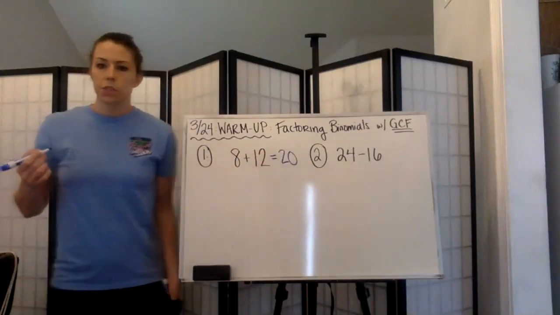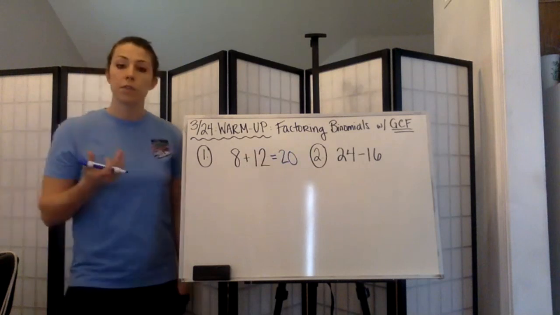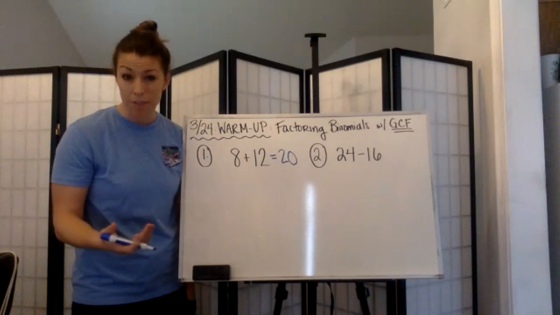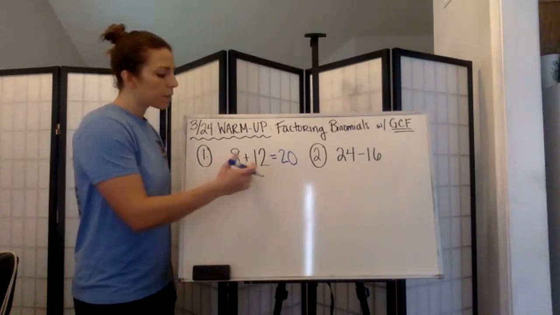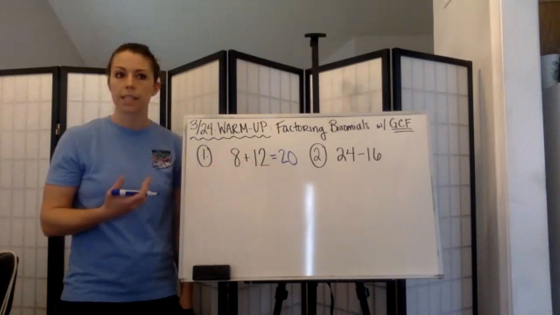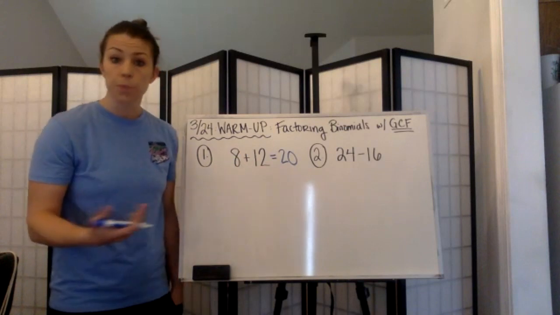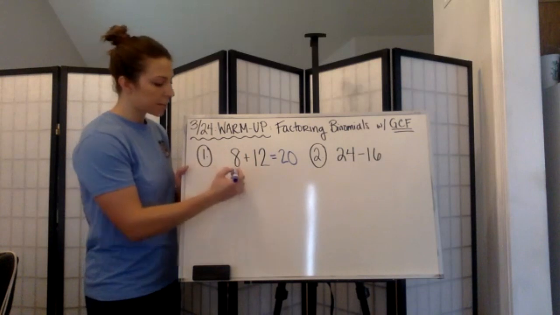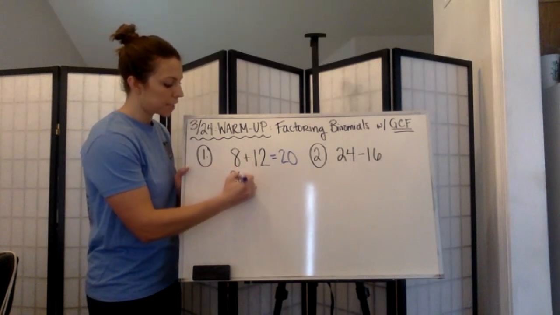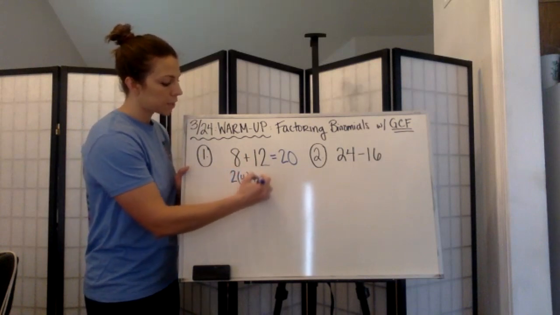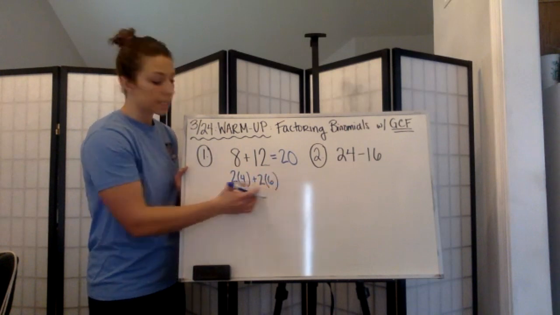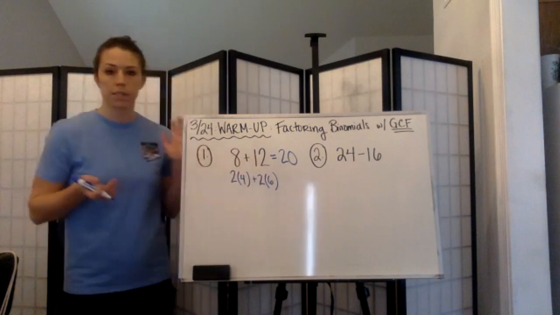Now, what does this have to do with the GCF? Well, one of the ways to do this is you find the GCF, the greatest common factor, or just a common factor of 8 and 12. So when I'm looking at 8 and 12, I realize that they're both divisible by 2. So if I were to factor out 2, remember what we did yesterday, factoring out means to write both of these as products using 2. In other words, 2 times 4 and 2 times 6.